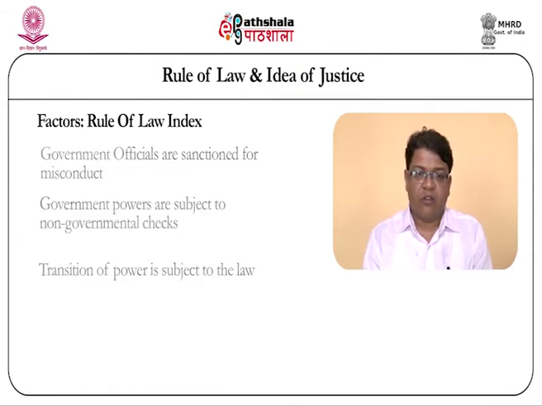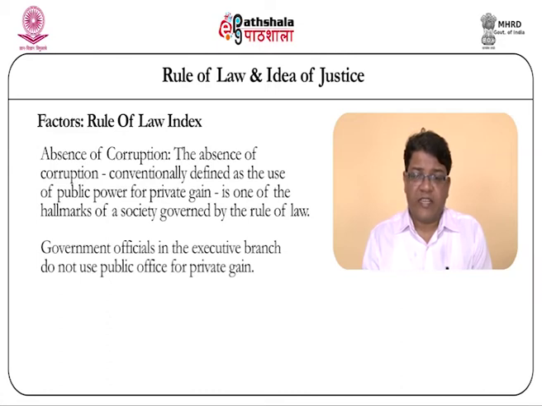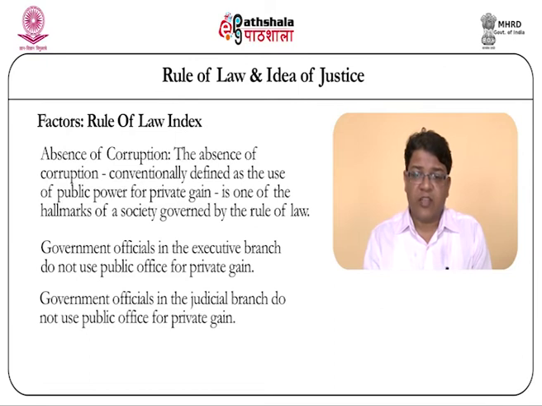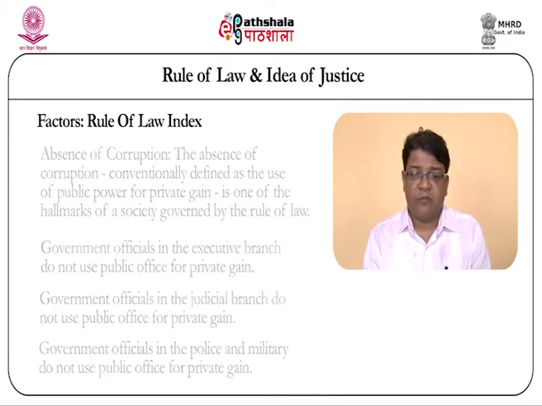Transitions of power is subject to the law. The second is absence of corruption. The absence of corruption, conveniently defined as the use of public power for private gain, is one of the hallmarks of a society governed by the rule of law. It has 4 indicators. The government officials in the executive branch do not use public office for private gain. Government officials in the judicial branch do not use public office for private gain. Government officials in the police and military do not use public office for private gain. Government officials in the legislative branch do not use public office for private gain.